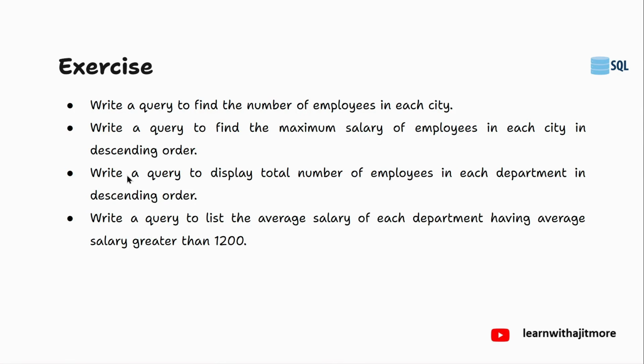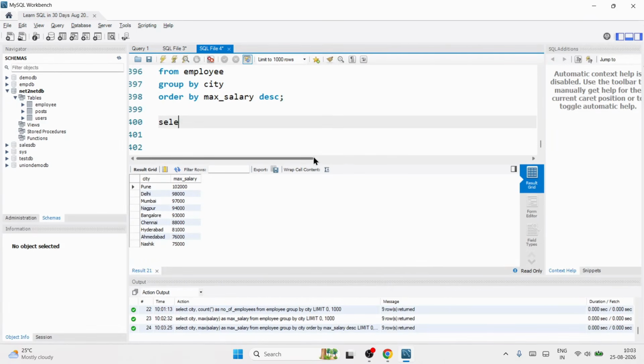Quickly, just tell me about the next one. We want to find out the number of employees in each department. Write a query to display the total number of employees in each department in descending order. Okay, so is this right? Select department, then count of employee name. Star also you can take. Star means you can take the number of records only. Number of records in that department.